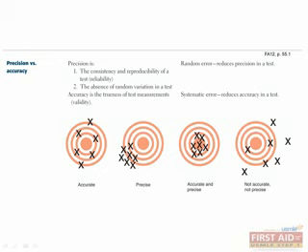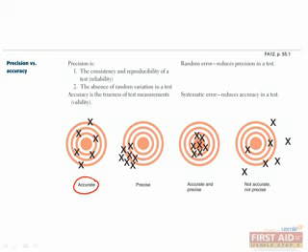In contrast, accuracy is a measure of how close test measurements are to the true value, and is sometimes referred to as validity. A precise test may not be accurate, and an accurate test may not be precise. Let's look at some examples that illustrate this concept.